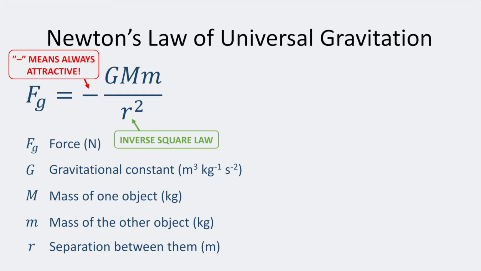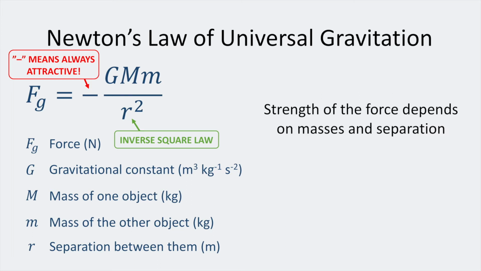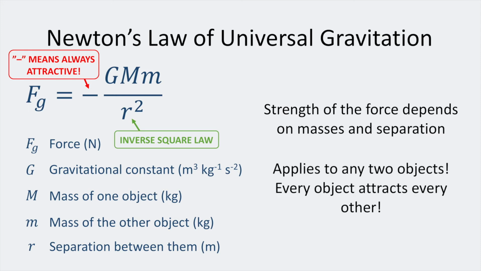You also have an r squared term in the denominator, and this is what's called an inverse square law. It just means that the force decreases very rapidly as you increase the separation between the two objects. So the strength of the force depends on the masses involved and their separation, r. And this gravitational force applies to any two objects in the universe. Every object in the universe attracts every other object.